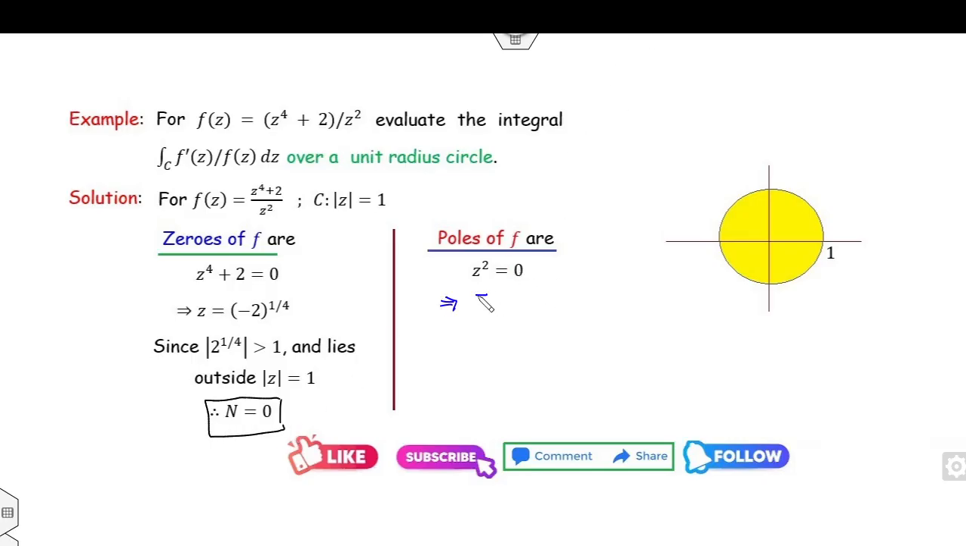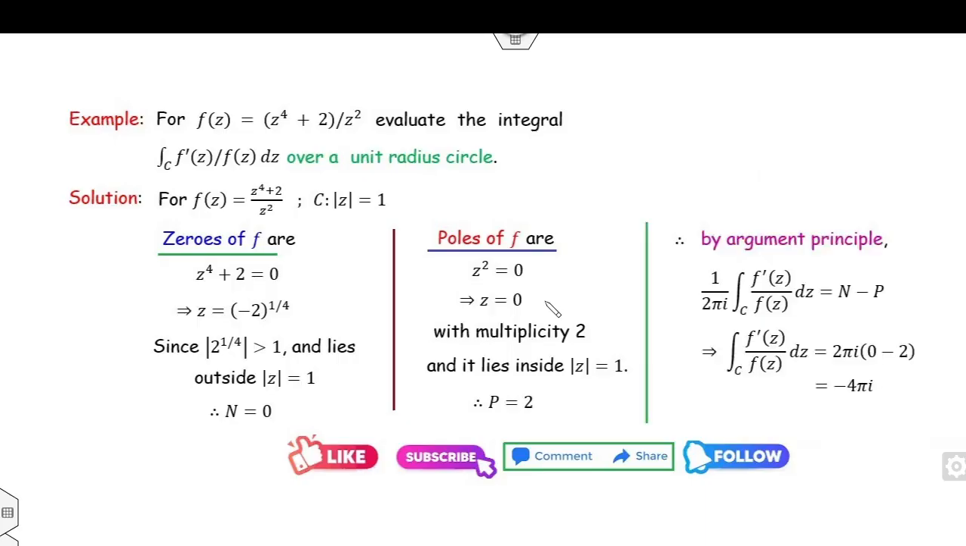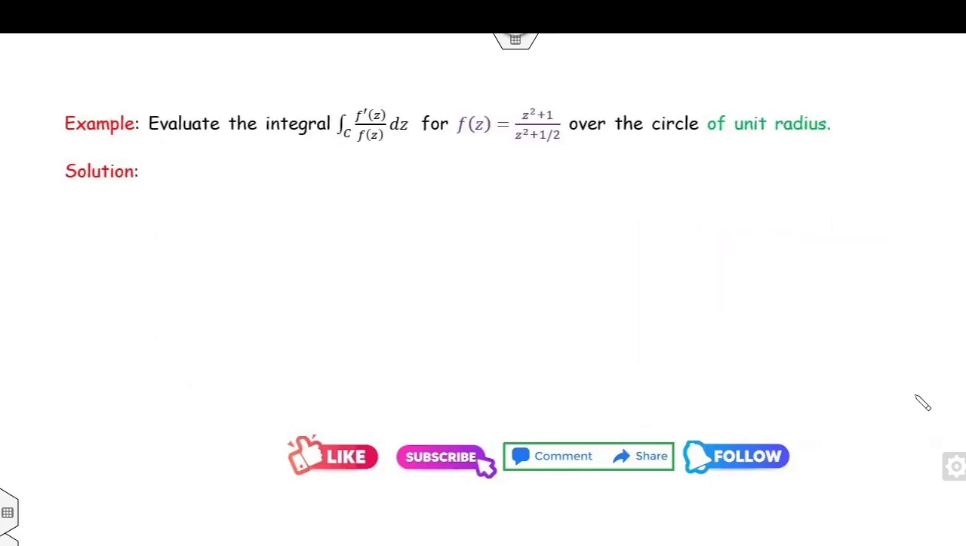Can you find the poles? The pole is 0 comma 0, and 0 lies inside the circle. So therefore the number of poles is 2. That is, a zero with multiplicity 2. So I can substitute the values in the argument principle, where n minus p is minus 2. So the right answer is minus 4 pi iota.